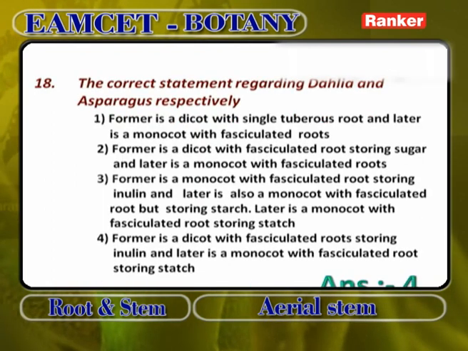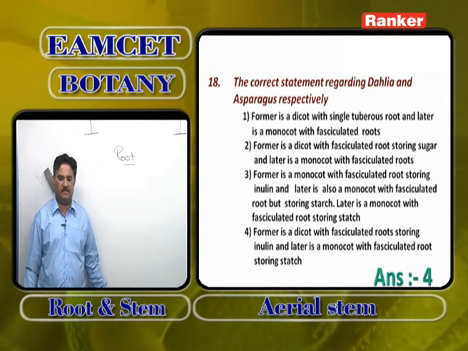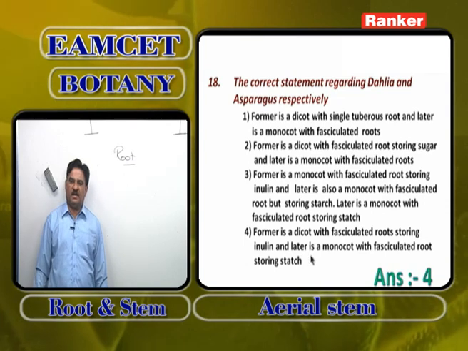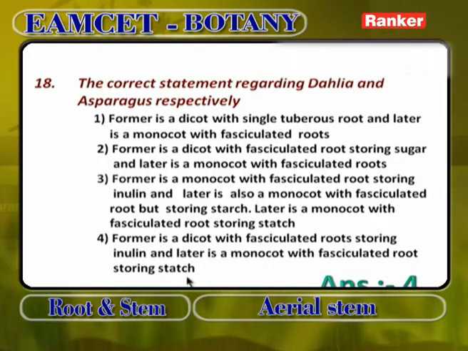R is the correct explanation of A. Next. The correct statement regarding Dahlia and asparagus respectively is fourth one. Former means Dahlia is a dicot with fasciculated root storing inulin. Latter means asparagus is a monocot with fasciculated root storing starch. That is the correct answer, the 4.